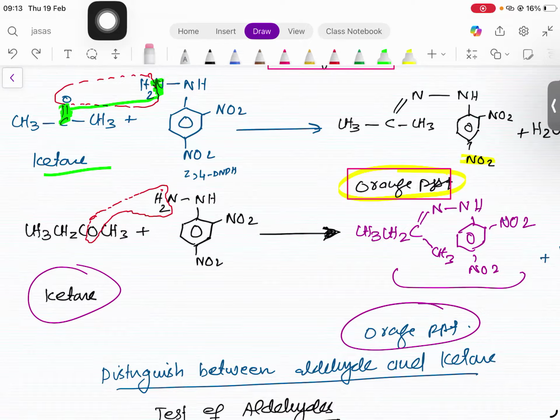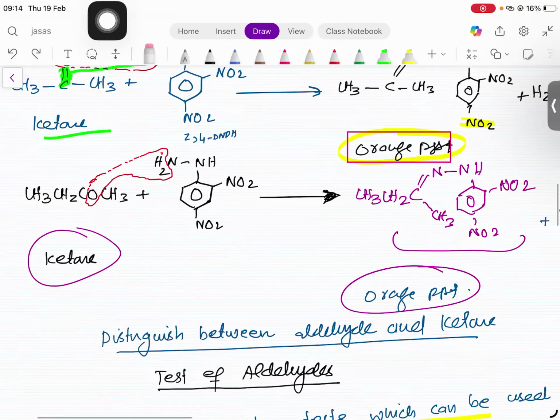What is the active part of aldehyde and ketone that reacts? C double bond O. Okay, right. So this is what both ketones and aldehydes give. Then we need to have some test which only an aldehyde gives, so we can distinguish between them. There are 2 tests which can be used to distinguish between aldehyde and ketone.